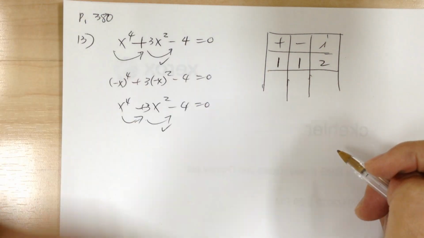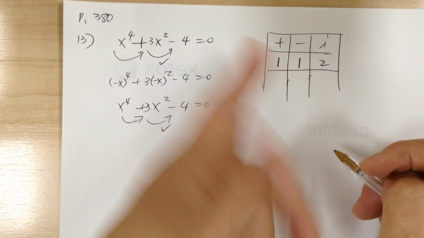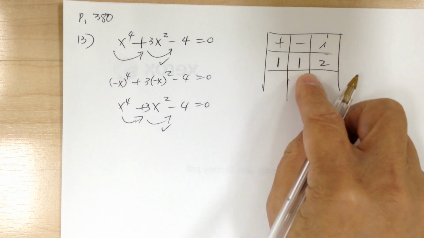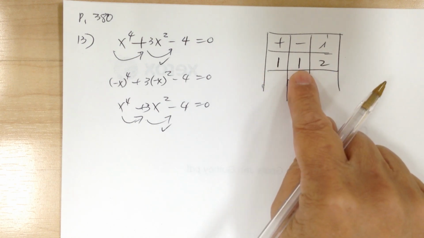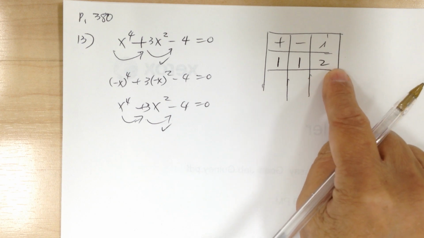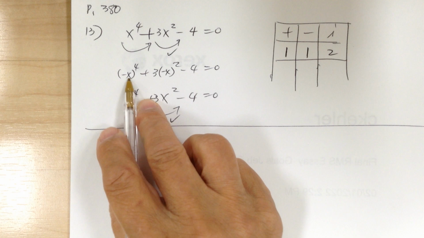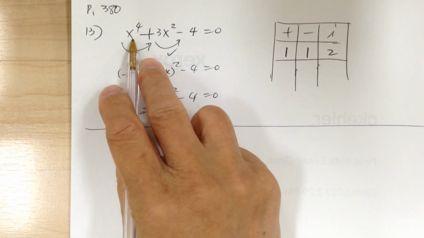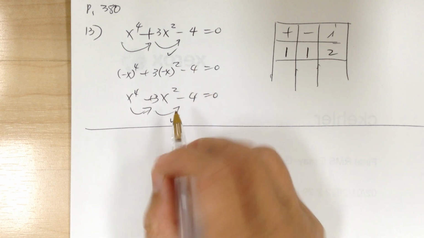And after that, you have to go down by 2. But since it's already 1, you cannot go down by 2. So that's the maximum, and this one has only 1 possibility. So it'll be 1 positive, 1 negative, and 2 imaginary numbers. And if you notice, when you replace x by negative x, the even power will stay the same. The odd power will change.